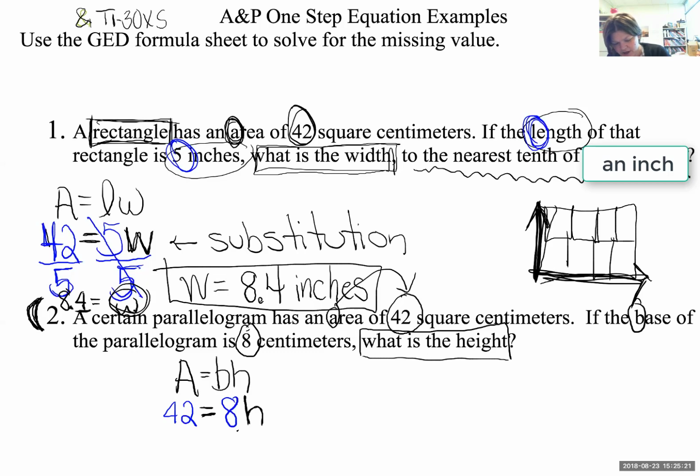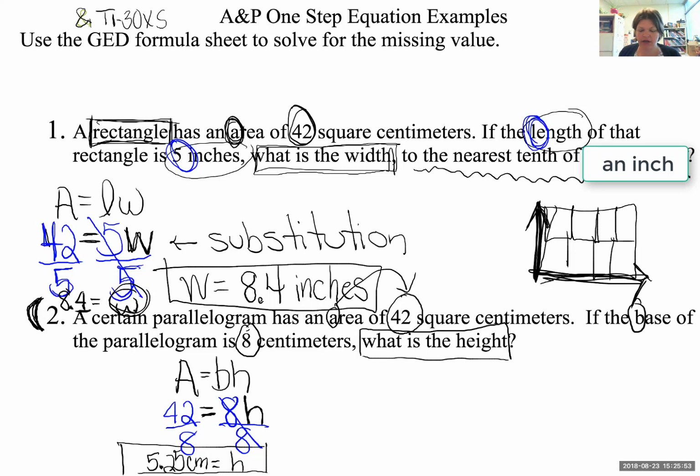We are going to have to divide both sides of this equation by 8. 8 divided by 8 leaves me with just that H like I wanted. And you can do this kind of ugly math in your calculator. 42 divided by 8 is 5.25. And 5.25 what? Again, this is a dimension. It's just the height. So it'll be plain old linear centimeters. Okay, ladies, does this make sense?